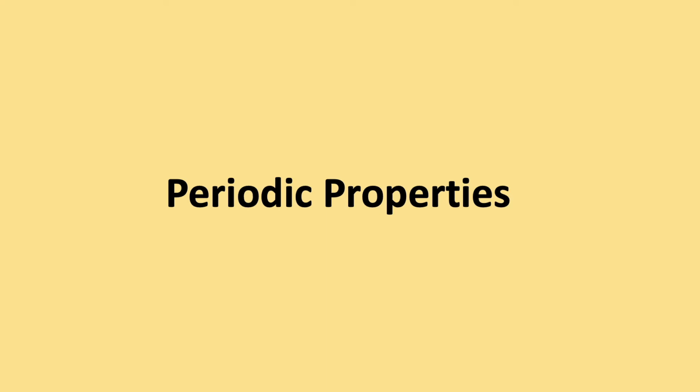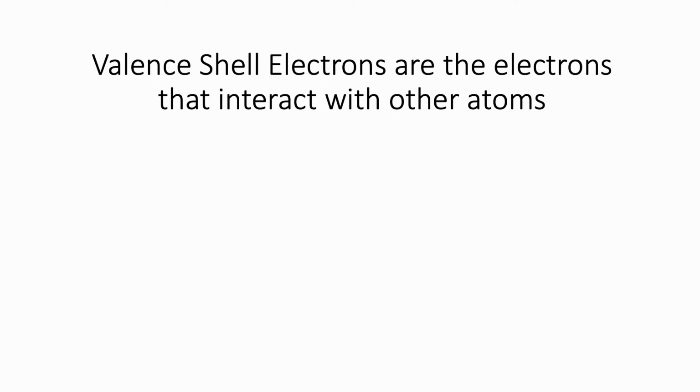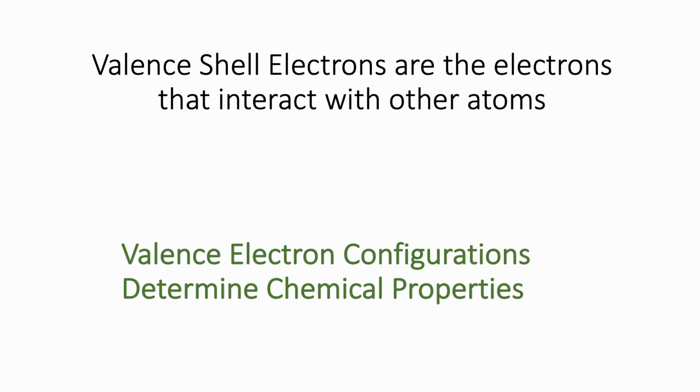Hi, today we're going to talk about three periodic properties. So we ended the last video by talking about valence shell electrons, which are the electrons in the shell that has the highest principal quantum number. And because these are the electrons that interact with the outside environment, the electron configuration of your valence shell is going to determine the chemical properties of an element.